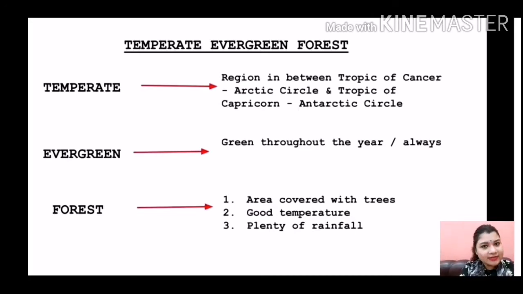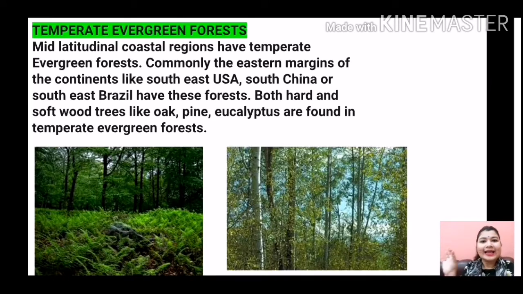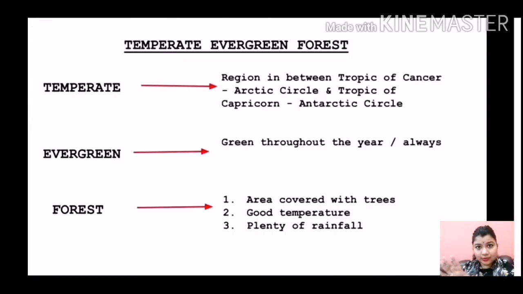Now in my previous slide I have used the words mid latitudinal coastal region. What do you mean by mid latitudinal coastal region? As I have explained, temperate means the region between Tropic of Cancer, Arctic Circle, Tropic of Capricorn, Antarctic Circle. Now there is a particular measurement of latitude under which this particular forest, temperate evergreen forest, comes.